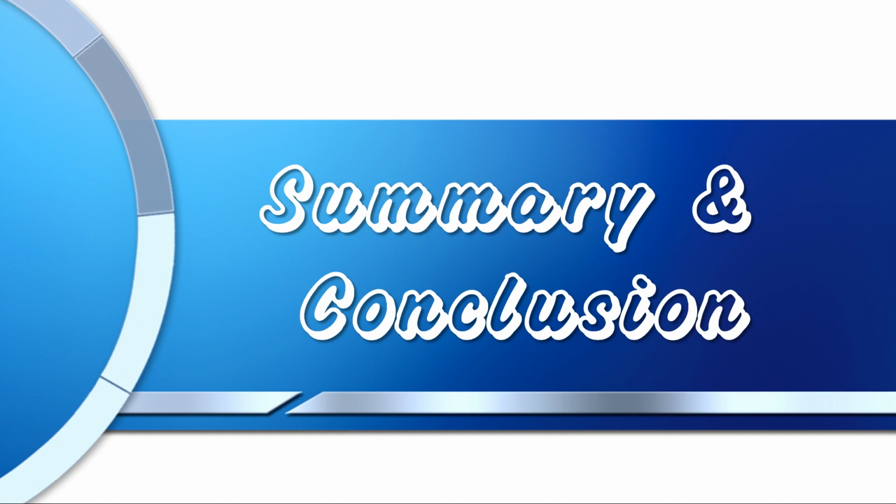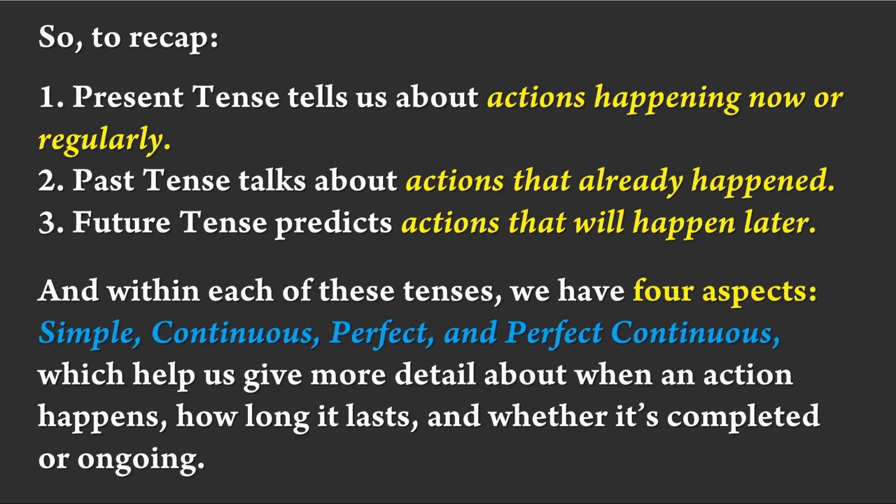Summary and conclusion. So, to recap. Present tense tells us about actions happening now or regularly. Past tense talks about actions that already happened. Future tense predicts actions that will happen later. And within each of these tenses, we have four aspects: simple, continuous, perfect, and perfect continuous, which help us give more detail about when an action happens, how long it lasts, and whether it's completed or ongoing.